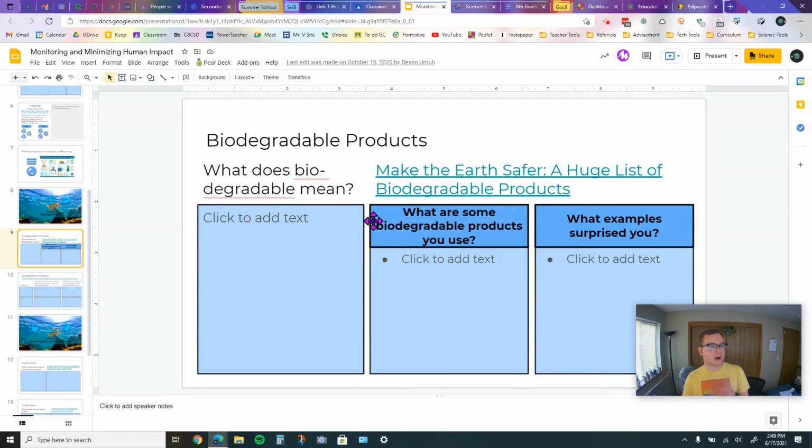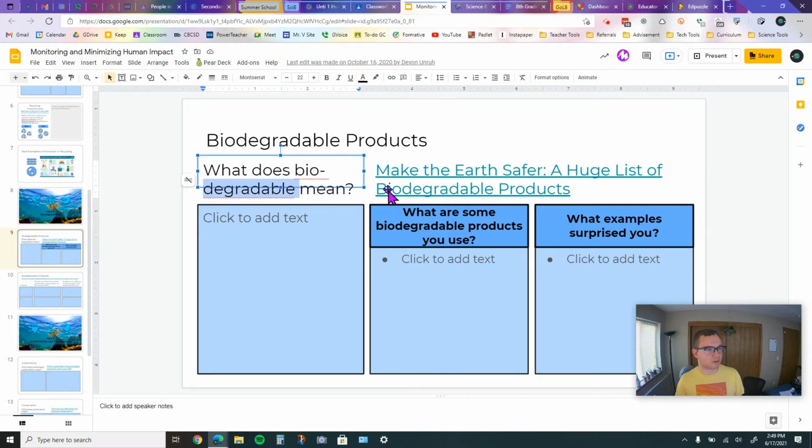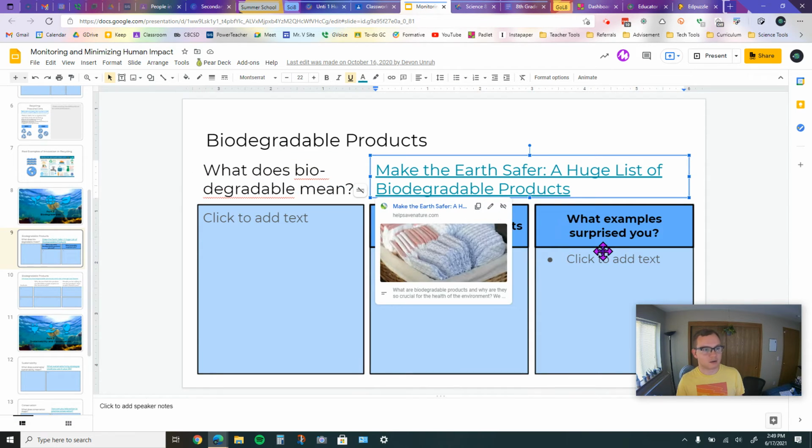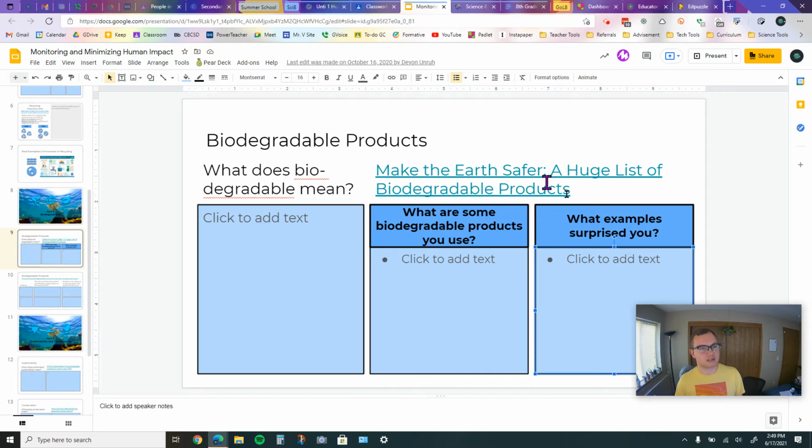This is now looking at biodegradable products, which relate to recycling. And we've talked about those in different activity videos before as well. What does biodegradable mean? What are some products that you can use? Those all come from this website here. There are really interesting examples there, so you might find some that surprise you.